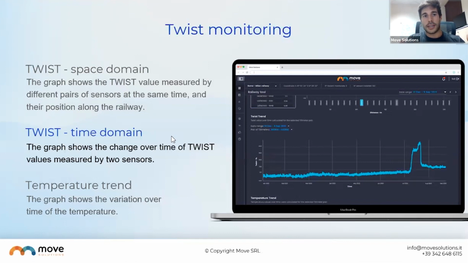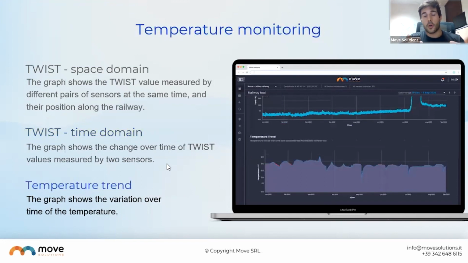So you can look at that in the space domain again and in the time domain to see how it changed in the past few days, weeks, years, whatever. About the temperature, since for the twist we're talking about two separate sensors, we provide a graph with the evolution of the temperature for those two sensors instead of just one. But it's just the evolution of those two sensors that you're looking at when you're looking at one twist trend in the time domain.